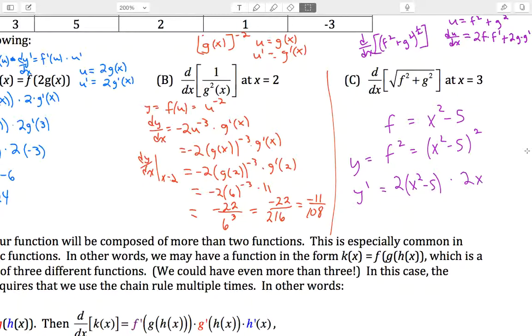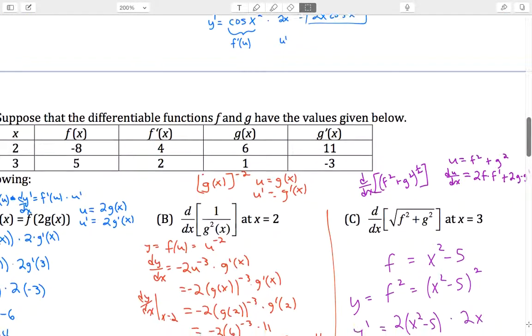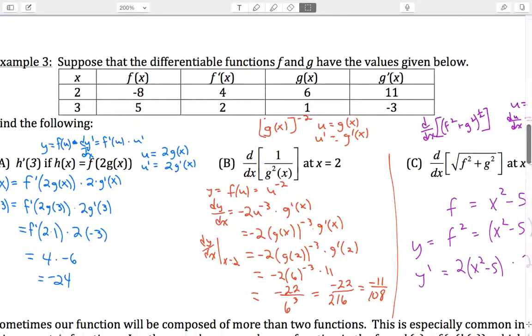I understand completely. I have a question. When you get 2f times f prime, and you start to plug it in, how do you plug in an x if there's no x? But there is. We've just used shorthand. This really is f of x squared, and this is g of x squared. We were told right here that f and g are functions of x.